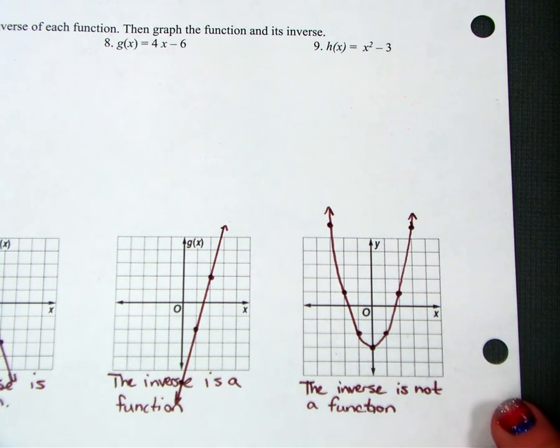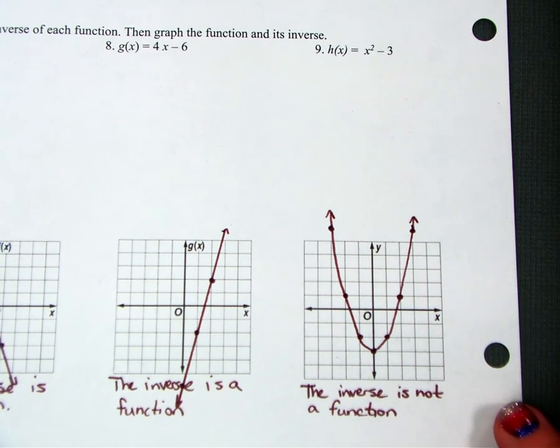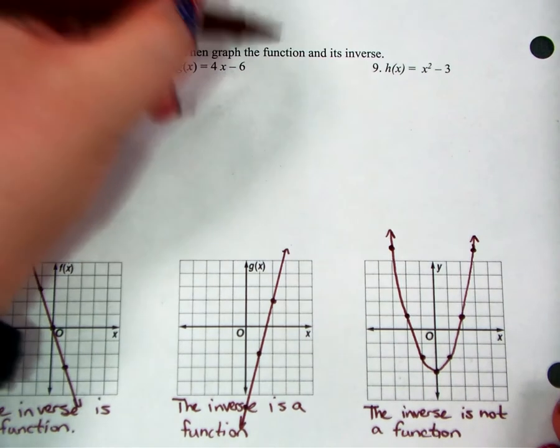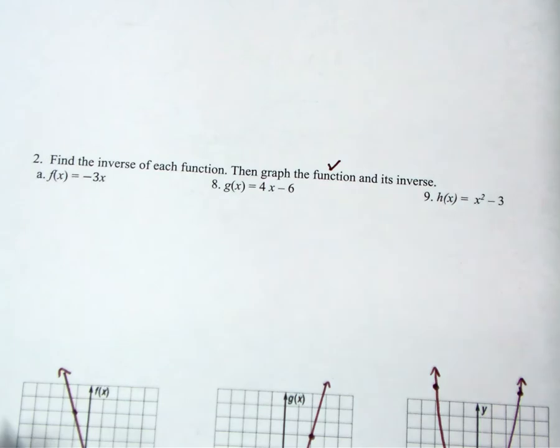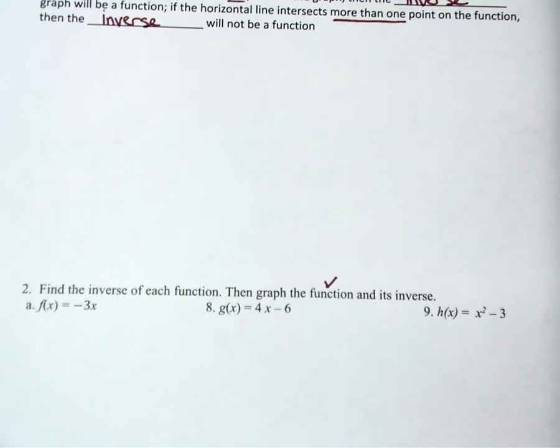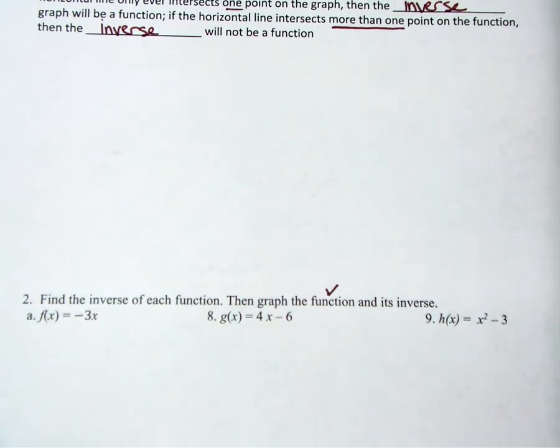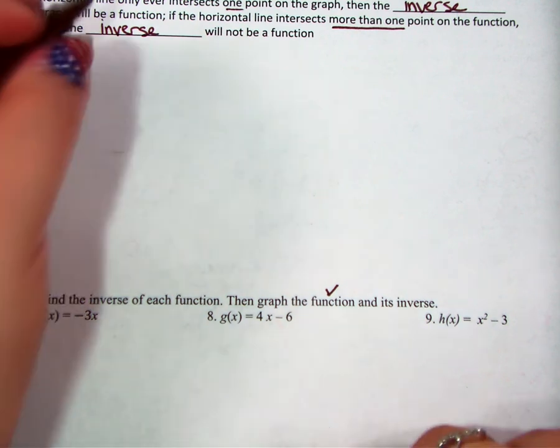Now the directions for number 2 ask us to find the inverse of each function, then graph the function and its inverse. So far, we've just satisfied one part of this. We graphed the function. And in order to actually find what the inverse of this function is, we're going to go back and use some of what we used when we were finding the inverse of a relation.